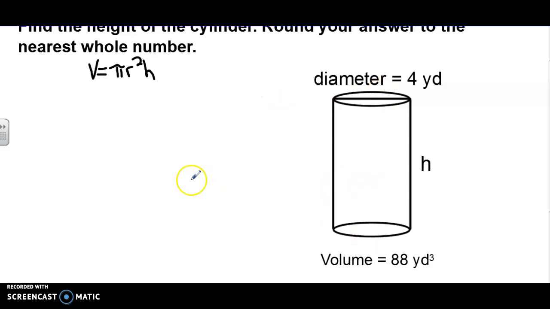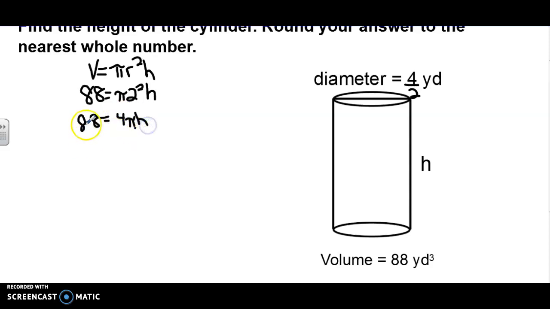The first thing is I'll plug in everything I know. I know that the volume is 88. Pi, I'll leave as pi for now. For my radius squared, now diameter is all the way across. Radius is halfway across. So if I'm given the diameter, I just divide the diameter by 2, because the radius is half the diameter. So in this case, half of 4 is 2. So it would be pi times 2 squared times h. So then I will square 2, and I will get 4 pi h.